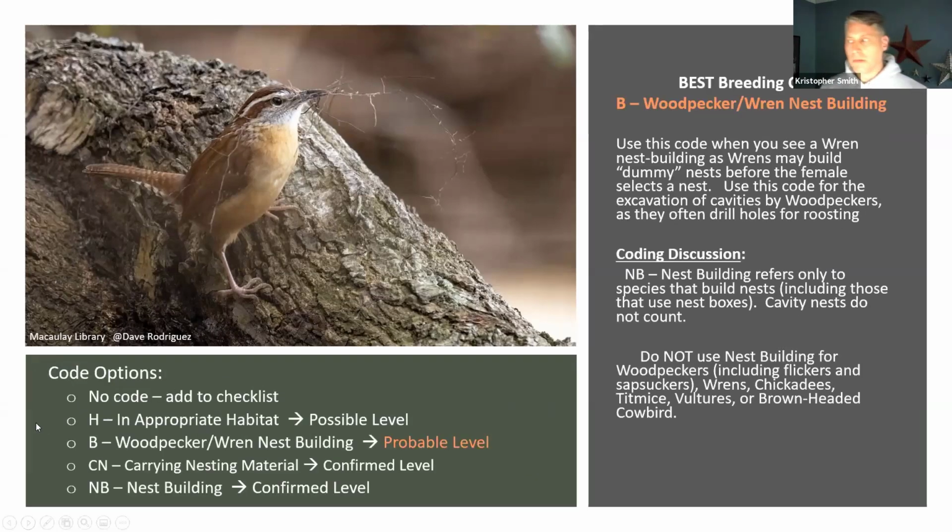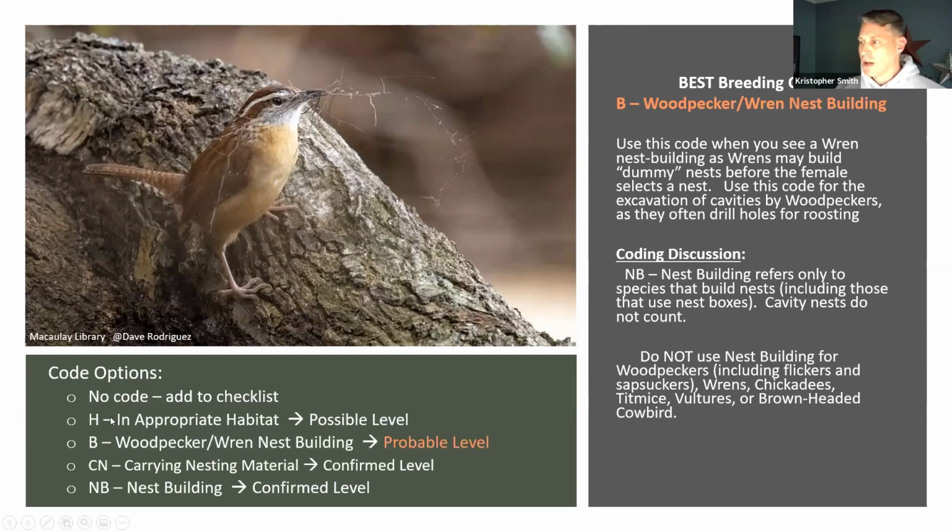So let's look at how we would code this one. Again, the best breeding code is going to be B, woodpecker wren nest building. We touched a little bit about this earlier in our previous question. So you want to use the B, woodpecker wren nest building code when you see a wren nest building, as wrens may build dummy nests before the female selects a nest. Use this code for excavation of cavities by woodpeckers as they drill holes for roosting. This one is very specific to woodpeckers and wrens. Of you, 22, or 61%, selected B, that is correct.